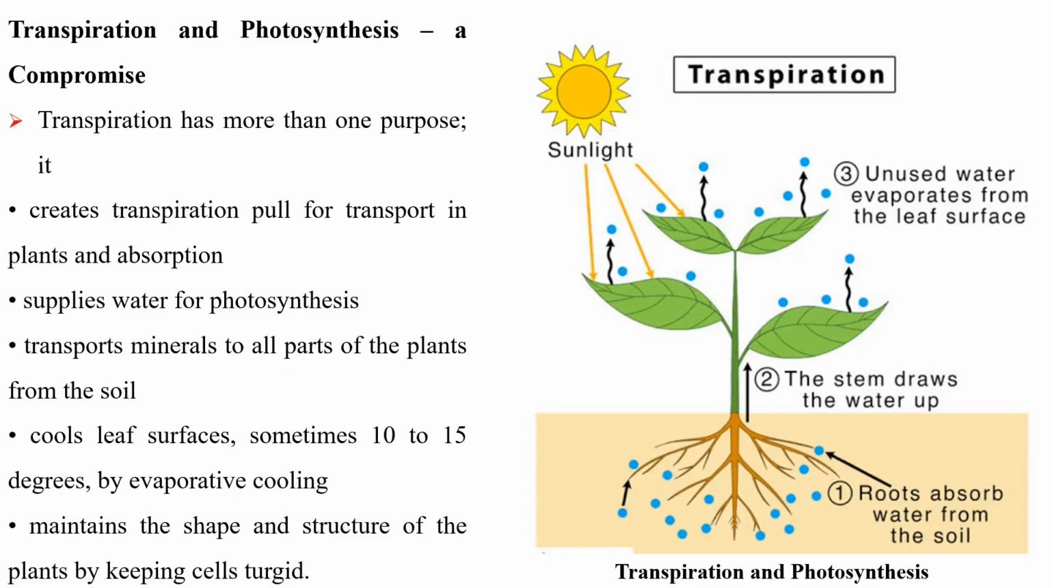Transpiration and photosynthesis, a compromise. Transpiration has more than one purpose. It creates transpiration pull for transport in plants and absorption, supplies water for photosynthesis, transports minerals to all parts of the plants from the soil, cools leaf surfaces sometimes 10 to 15 degrees by evaporative cooling, and maintains the shape and structure of the plants by keeping cells turgid.